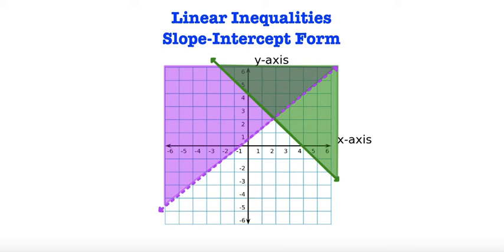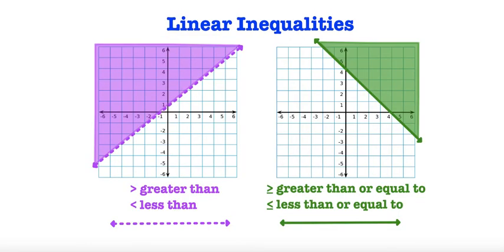Hello, mathematicians. Today we're going to be learning about linear inequalities in slope-intercept form. Linear inequalities are just like linear equations with the exception of not having an equal sign but having an inequality instead. So, instead of it being y equals mx plus b, we're either going to have y is greater than, y is less than, y is greater than or equal to, or y is less than or equal to.